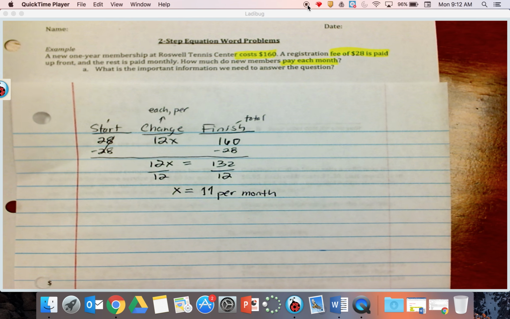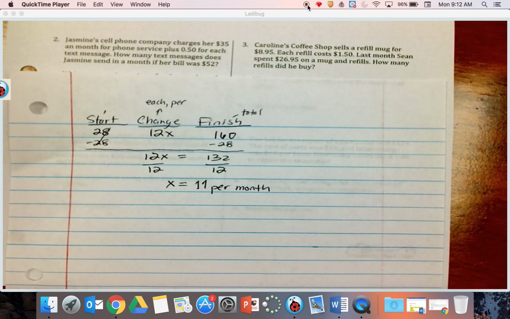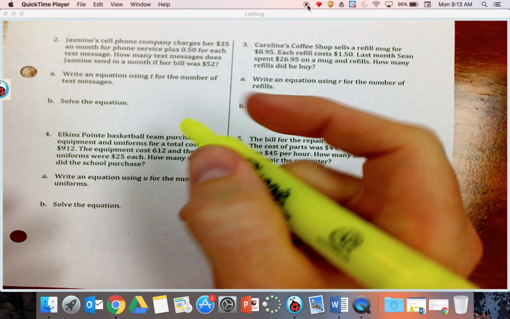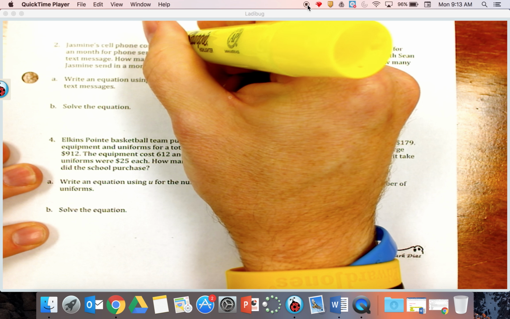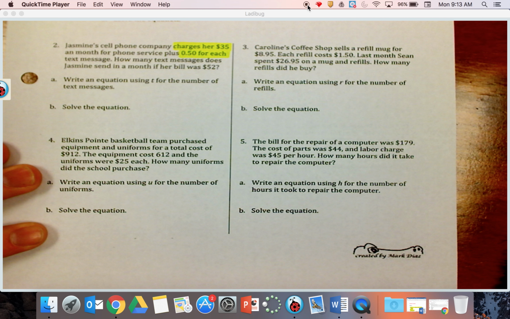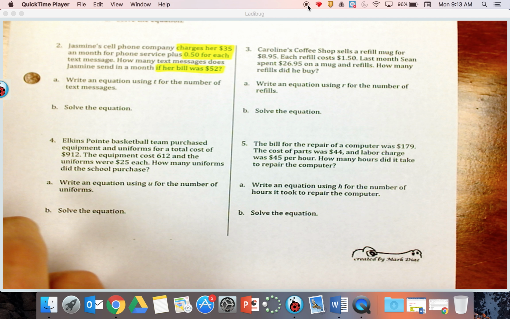Okay, so let's do the same thing on number 2. Number 2 says Jasmine's cell phone company charges her $35 a month for phone service plus 50 cents for each text message. How many text messages does Jasmine send in a month if her bill was $52? We can set that one up pretty easily. What we need to do is highlight what we have. It charges $35, and 50 cents for each text message. Uh-oh, there's that word each again. And then my total bill was $52.